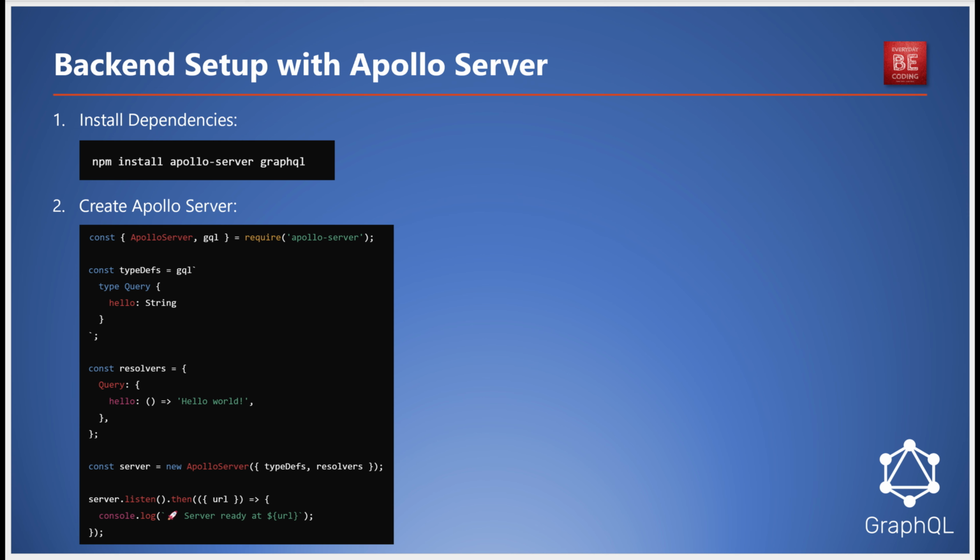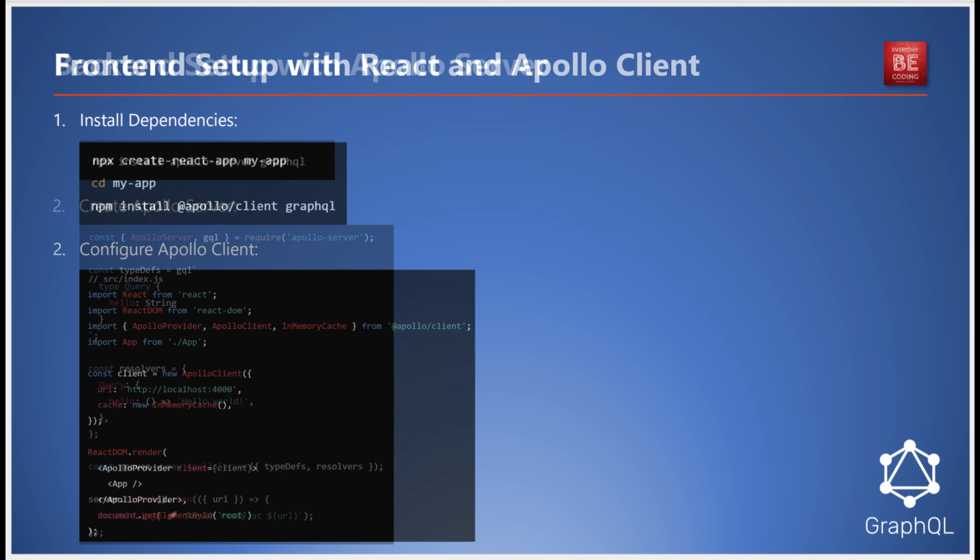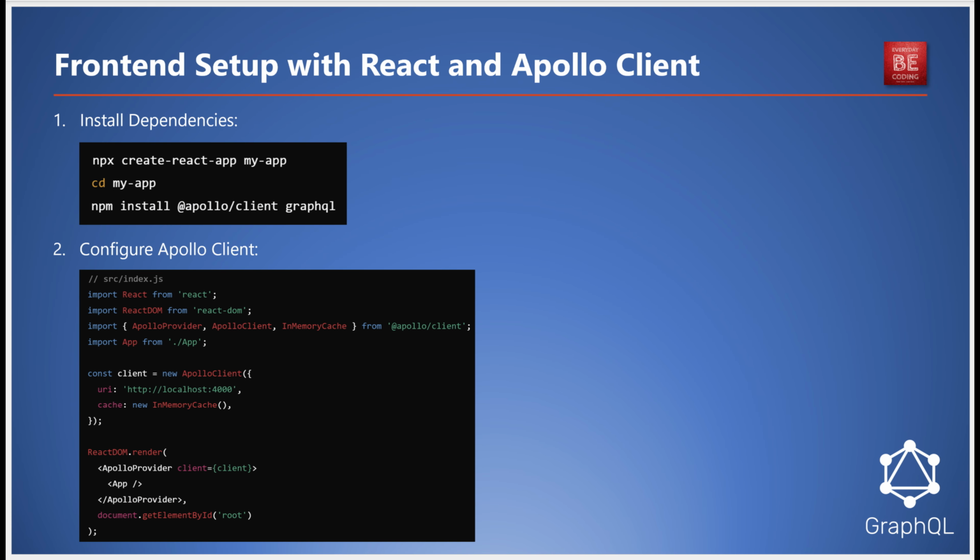Now, instantiate ApolloServer with these type definitions and resolvers. Launch the server and it will be ready to respond to queries at the provided URL. Transitioning to the front end, initiate a new React application using the command. Navigate into your project directory and install Apollo Client and GraphQL by running.